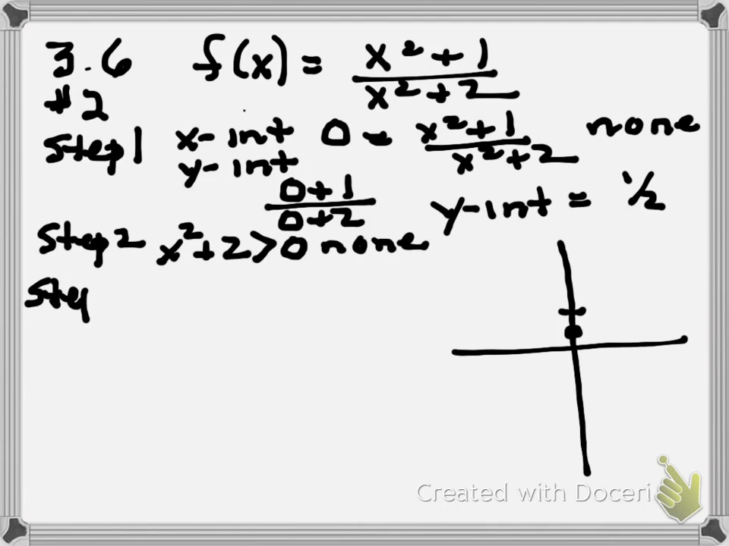Step 3 is the horizontal asymptotes. I look at the degree of the numerator and the degree of the denominator. They're both a degree 2. So since the degrees are equal, then it's the ratio of the coefficients of each of those x squared terms. So it's 1 over 1, and I'm getting y is equal to 1.